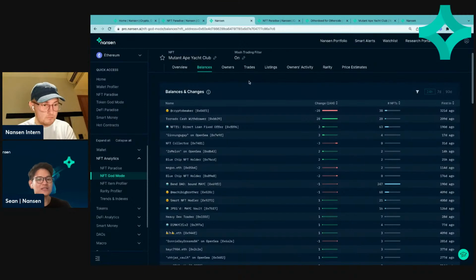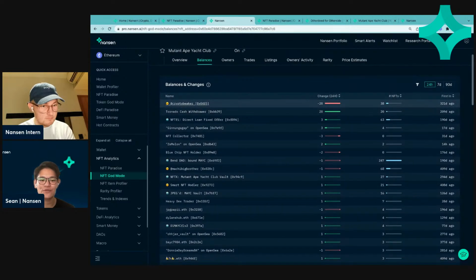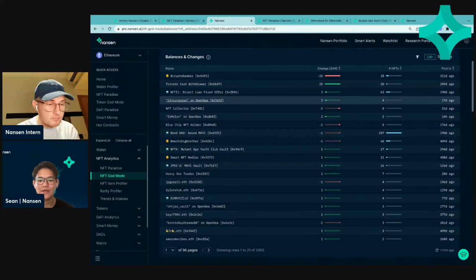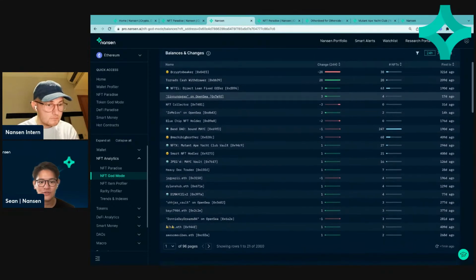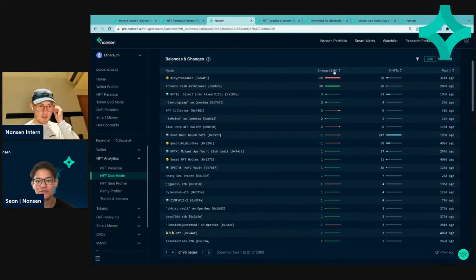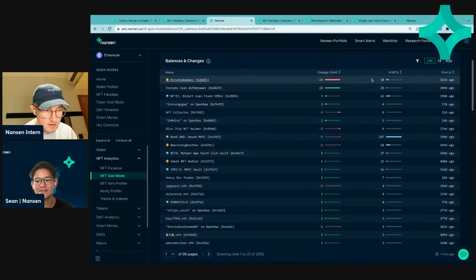Recently, in the last quarter, we did a redesign of God Mode and how we name the different subtabs within it, just to make it clearer. For balances, you can see everything related to the change in balance, or how much people are moving NFTs from one wallet to another. Over here you can see this guy who is smart money, right at the top. In 24 hours, he has already sold off 20 NFTs.